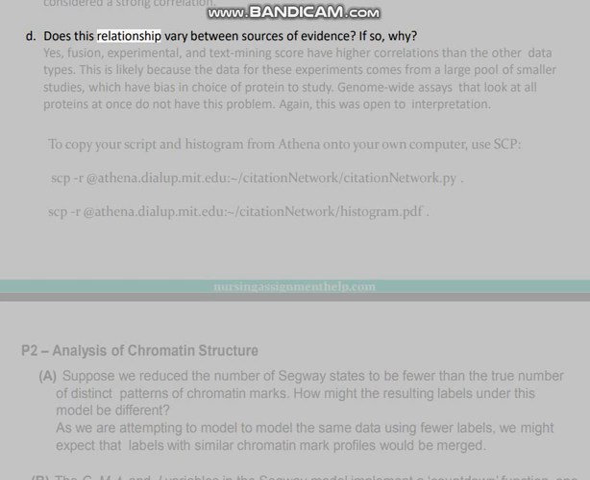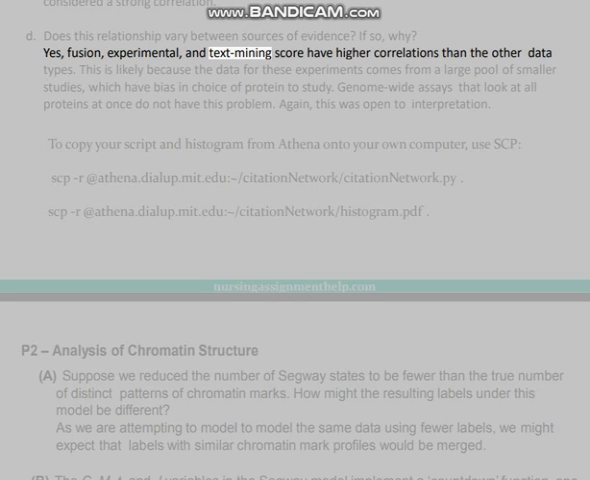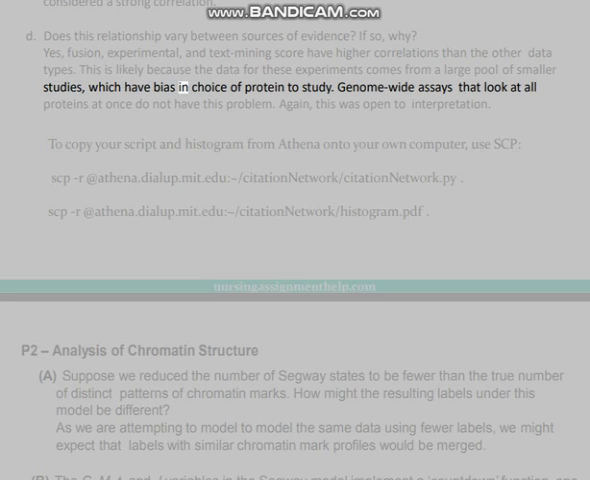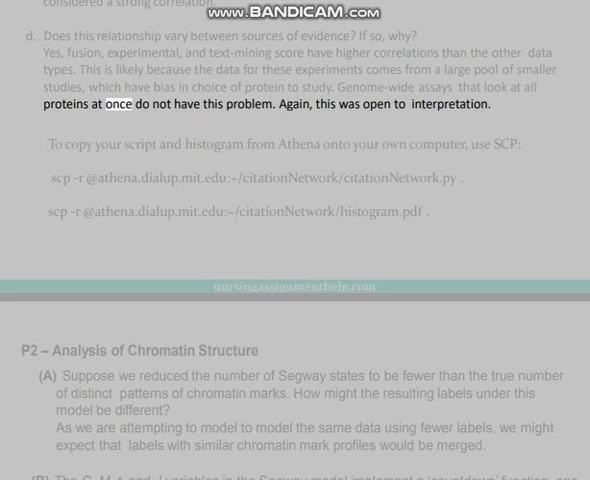D. Does this relationship vary between sources of evidence? If so, why? Yes, fusion, experimental, and text mining score have higher correlations than the other data types. This is likely because the data for these experiments comes from a large pool of smaller studies, which have bias in choice of protein to study. Genome-wide assays that look at all proteins at once do not have this problem. Again, this was open to interpretation.